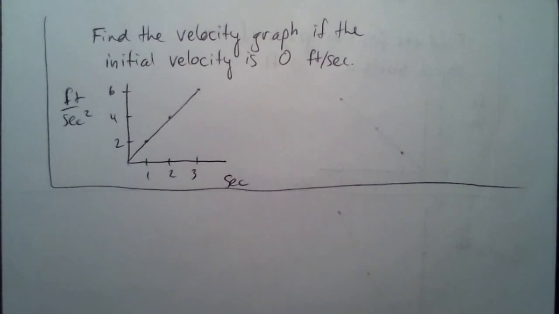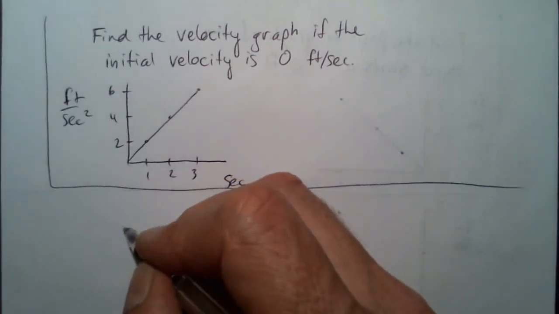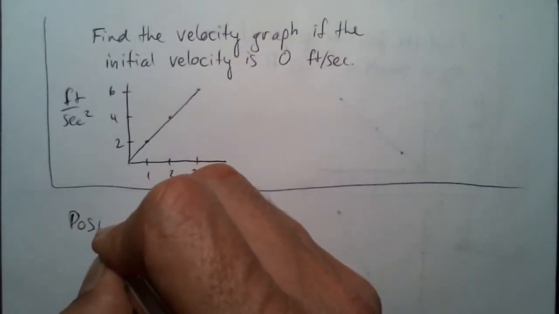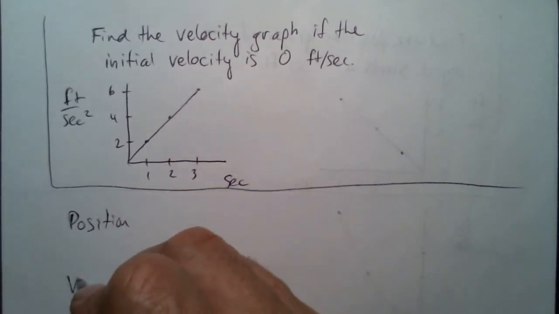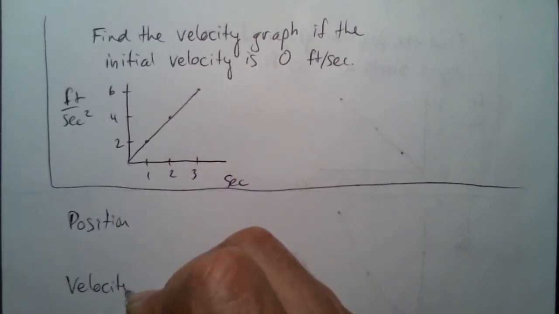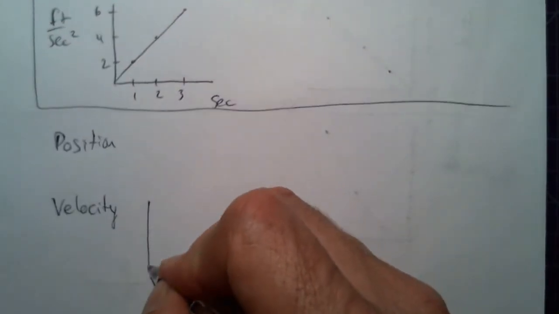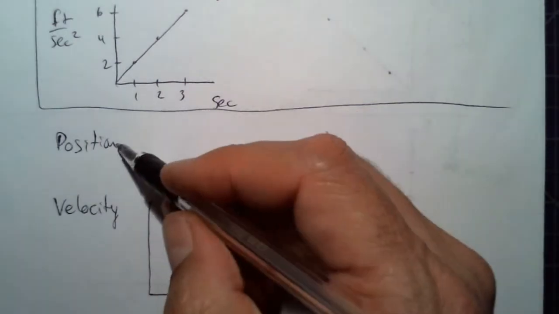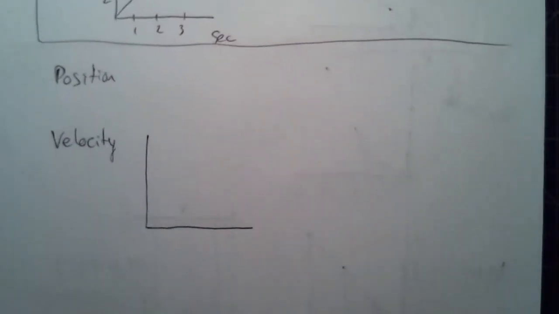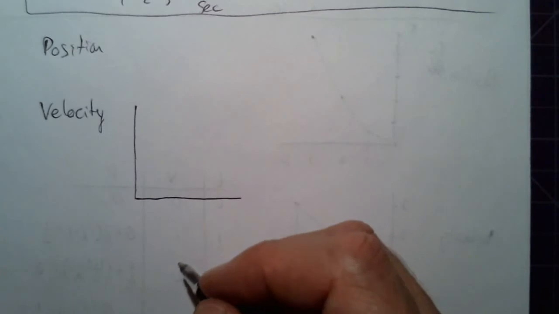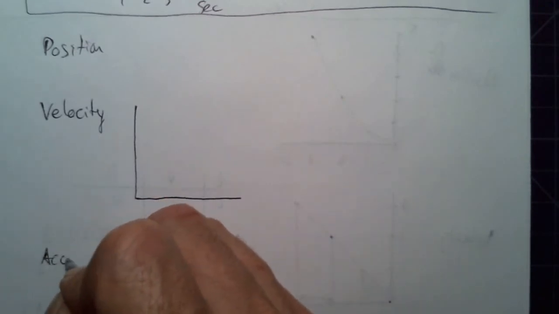Find the velocity graph. Here we're given acceleration, and we can just find areas like we did in the previous problem. So, pause the video and try that one. We're trying to find velocity, and I just put position there to remind you that that's one of the levels, and then we'll go down to acceleration.